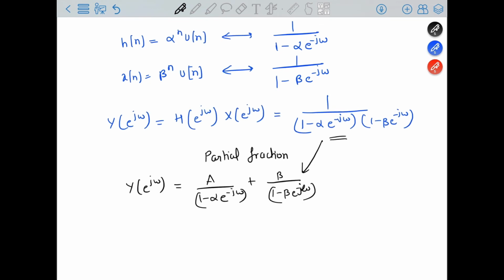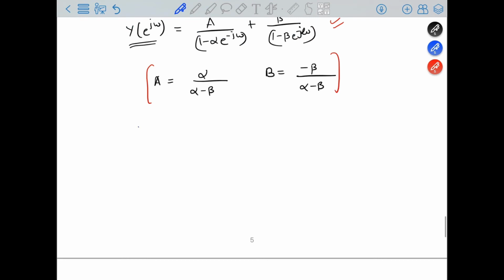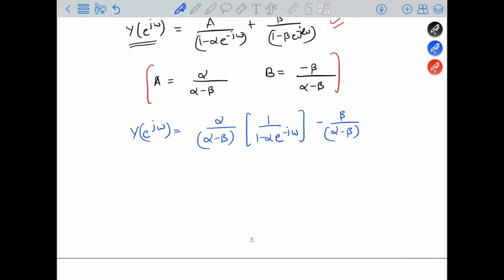We will compare these two expressions. The left-hand side will be the same, so we can calculate the right-hand side, and from that we get the value of A as α over α minus β, and the value of B as minus β over α minus β. These are the two values for A and B, and now we substitute them in the expression of Y(e^{jω}). So Y(e^{jω}) will be equal to α over α minus β multiplied with 1 over 1 minus α e^{-jω}, and the other term will be minus β over α minus β multiplied with 1 over 1 minus β e^{-jω}. So this is the expression.